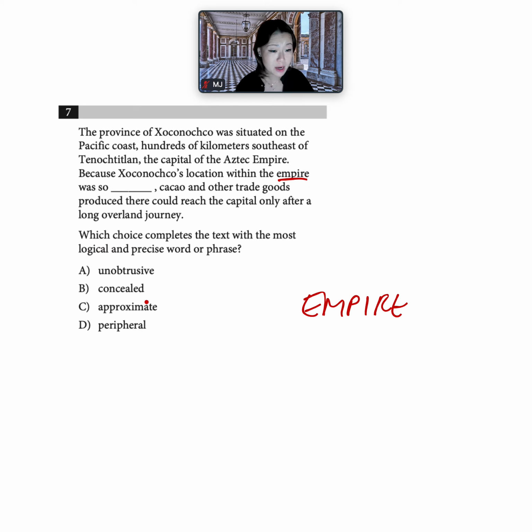Can an empire be unobtrusive? Maybe, but this is really a word more reserved for people, as opposed to things like empires. So we might be able to cross that one out. And then on top of that, how can an empire be approximate? That's a strange thing, right? Because approximate deals with quantities, and an empire is not really a quantity. So we're going to cross that one out. Now we're only down to round two, which is great.